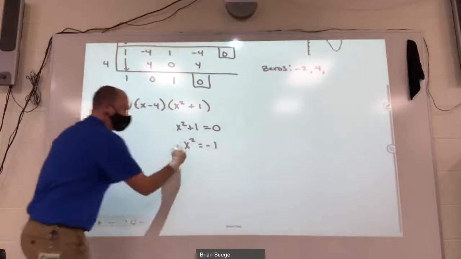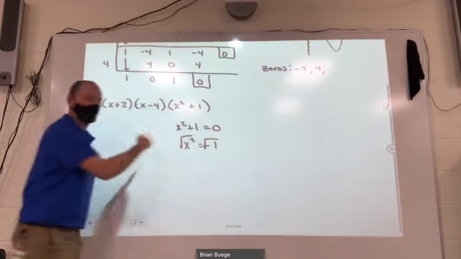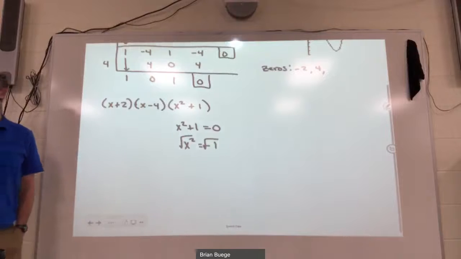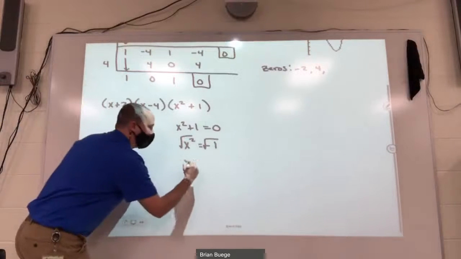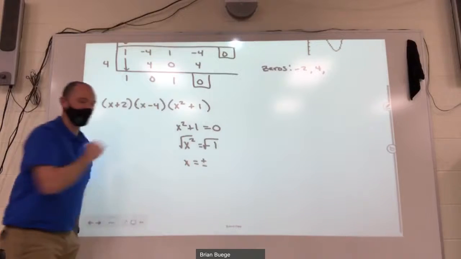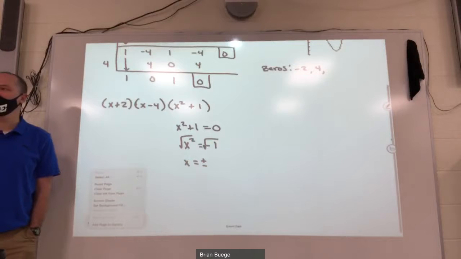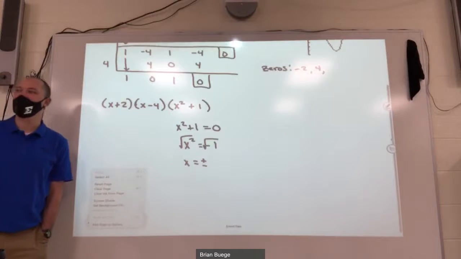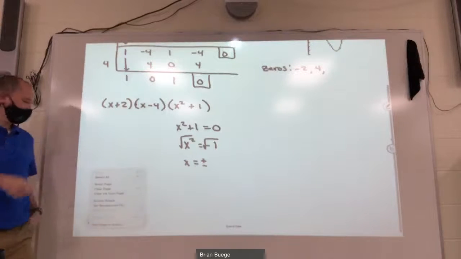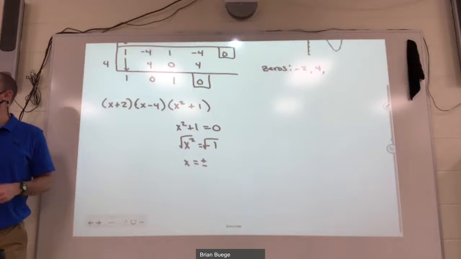Take the square root of both sides, and remember, whenever you take the square root, you always have to have a plus or a minus. Okay? So x equals plus or minus. What's the square root of -1? Parker, what do you got? What's the square root of -1? You have the right idea. The negative comes out as? There you go. It's i.